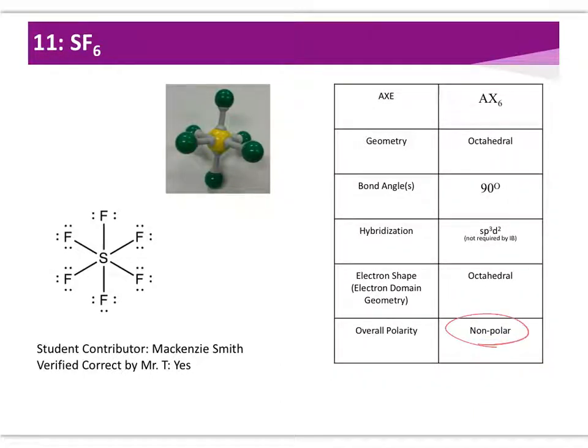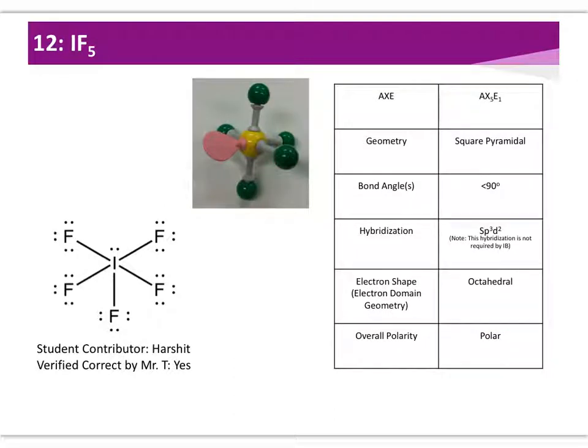SF6, non-polar. Everything is evenly distributed. All of the angles are 90 degrees. Not 90 degrees C, sorry, just 90 degrees. IF5, polar. The atoms are no longer arranged evenly around the center iodine atom. And so, because of that, the polarity would be towards the fluorines. The fluorines are going to have a slight negative charge. The iodine is going to have a slightly positive charge.